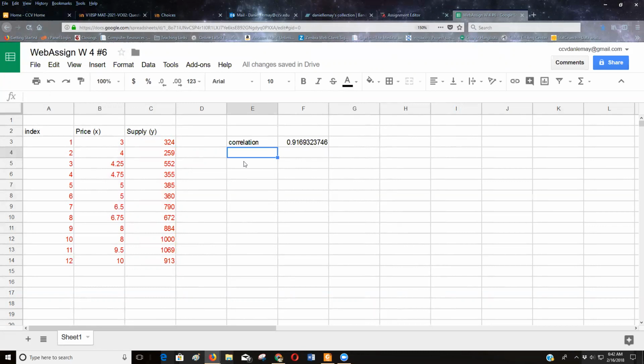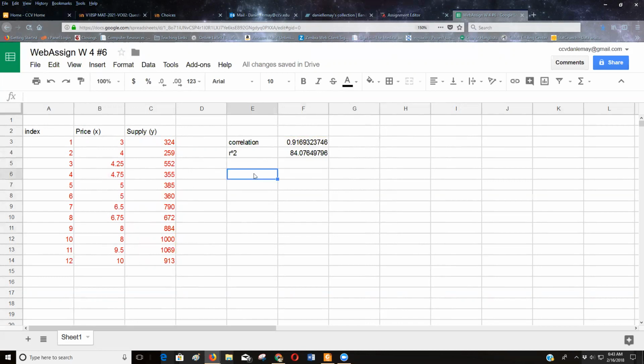The coefficient of determination, the R squared if you want. I don't remember if we need that, but let's calculate it. I'm going to just square that last number. So equals, I'm going to click on that cell, caret 2. And if they want it as a percentage, and often we do, we'll times it by 100. So R squared is about 84%. So 84% of the change in the amount, the supply, is caused by a change in the price.